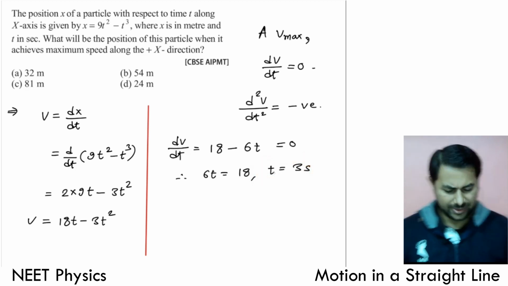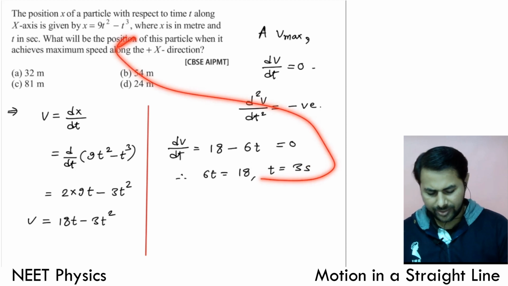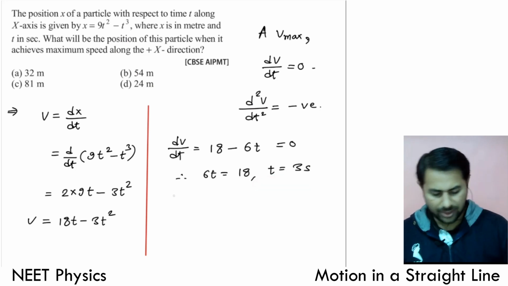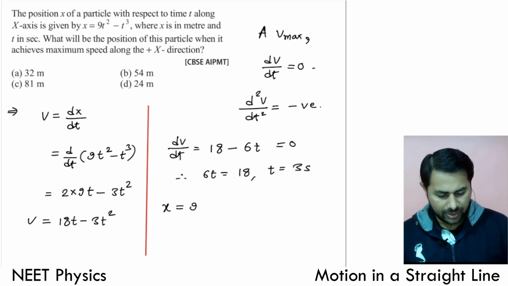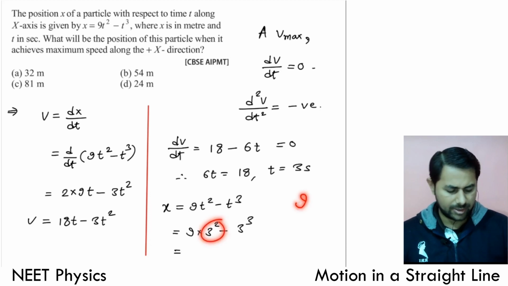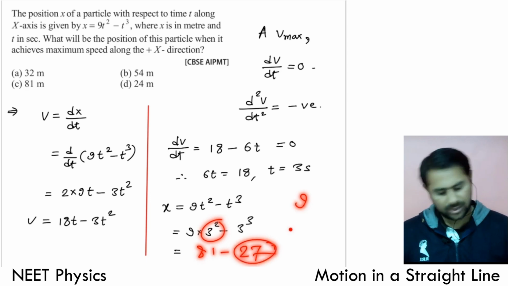Okay, all right. So we want position when velocity is maximum. That means derivative of velocity is 0. So we got the time when this thing happens, t equal to 3 seconds. So position is equal to what? 9t square minus t cube. So put t equals to 3 there. So 9 times 3 square minus 3 cube. So that is 81 minus 27. How much is it? It's 54, right?